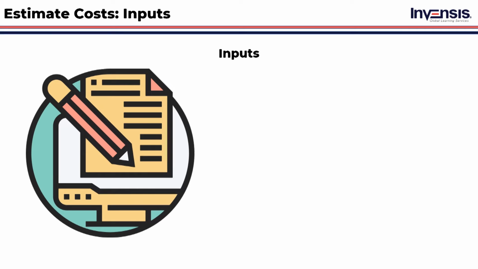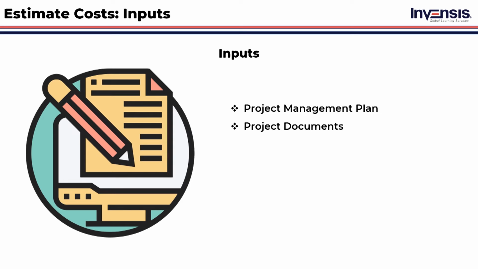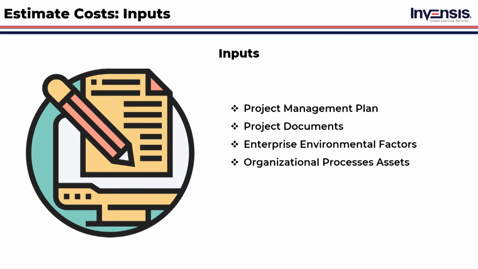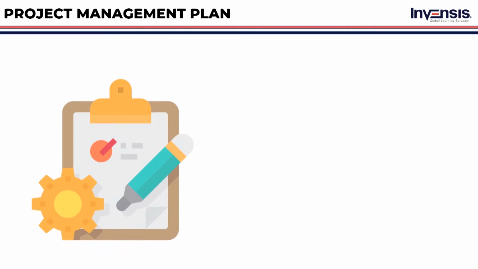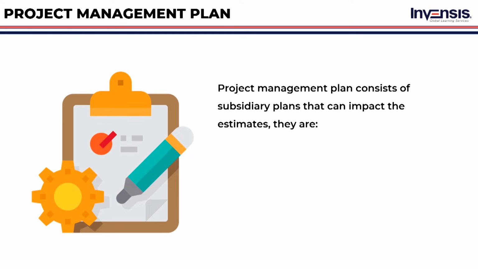The inputs for estimating costs are project management plan, project documents, enterprise environmental factors, organizational process assets. Now, let us understand them in detail. Project management plan consists of subsidiary plans that can impact the estimates. They are cost management plan. This is the output of the previous process, which will help us define how costs need to be estimated, budgeted and managed.